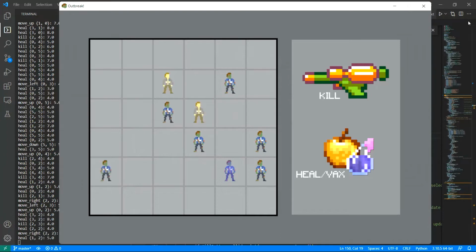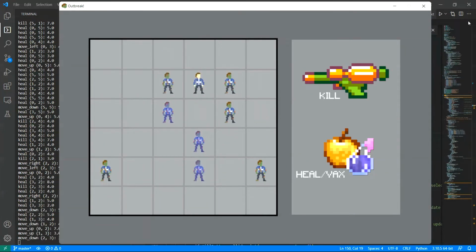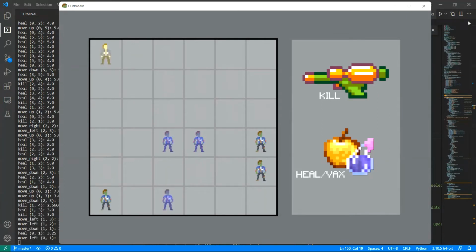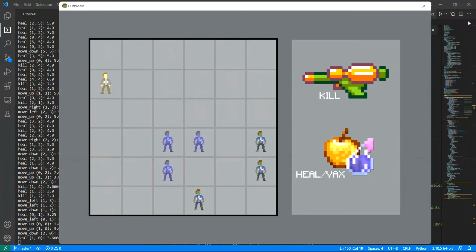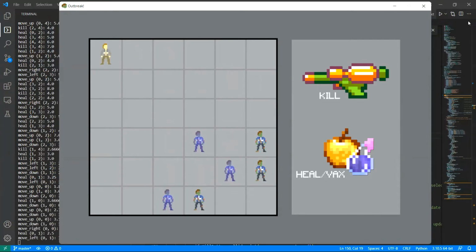So we decided to use a new algorithm. It's called the Monte Carlo tree search. This algorithm bases the reward and the decisions off of the end goal of the game, whether or not the AI wins. Because it's looking at the end goal, it tended to make more decisions, such as moving around, killing, and vaccinating.